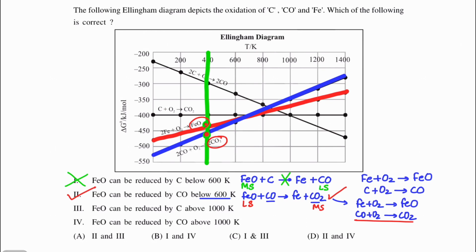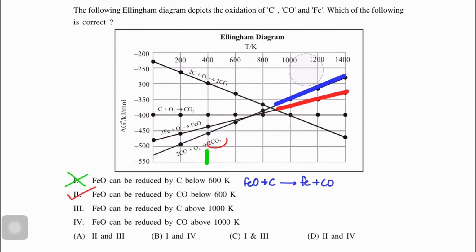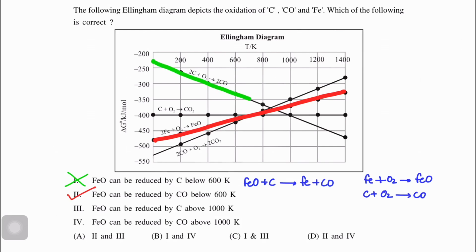Now let's see the other reactions. Let's see the third option. FeO can be reduced by carbon above 1000 Kelvin. What will be the reaction? FeO reduced by carbon forming iron plus CO, and temperature is above 1000 Kelvin. So we will basically concentrate on two curves. One is iron forming iron oxide, and the other curve will be carbon forming CO. The first curve, iron forming iron oxide, is this one. And carbon forming CO is that curve.